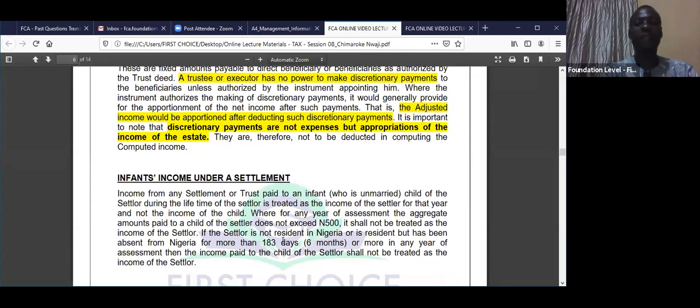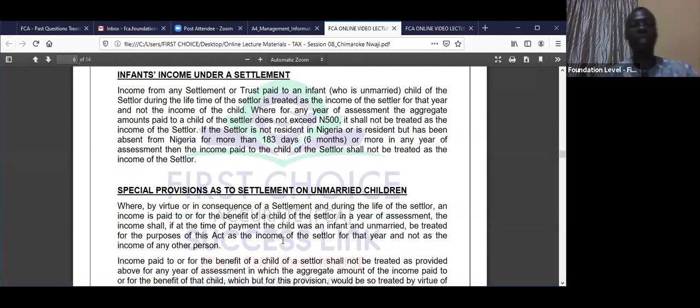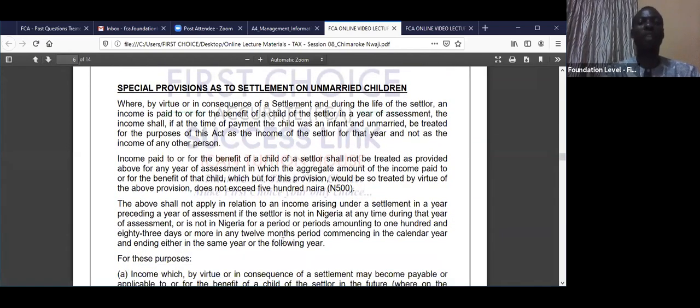Now look at infants under a settlement. I will skip that because it is still repeated under special provision as to settlements on unmarried children, whereby by virtue or in consequence of a settlement and during the life of a settlor. Who is the settlor? The man who created the will, who has the will before he died. So during his lifetime, an income is paid to or for the benefit of the child of that settlor in a year of assessment during his lifetime.